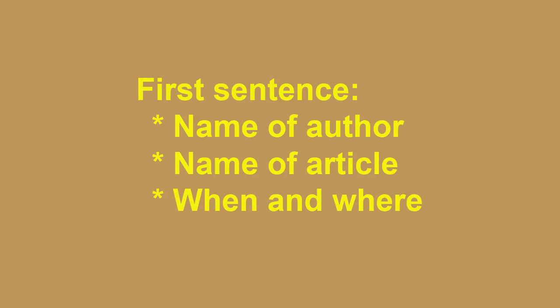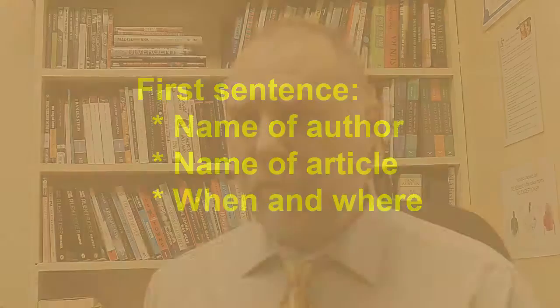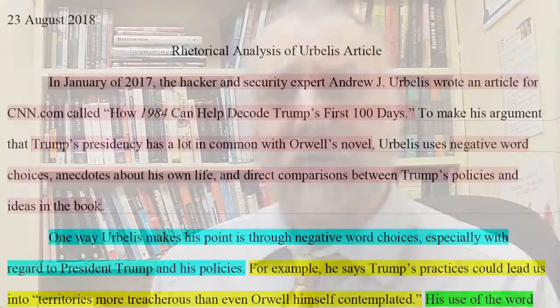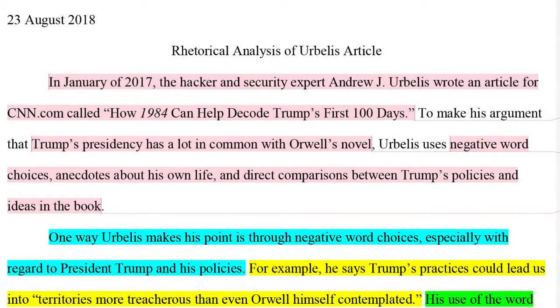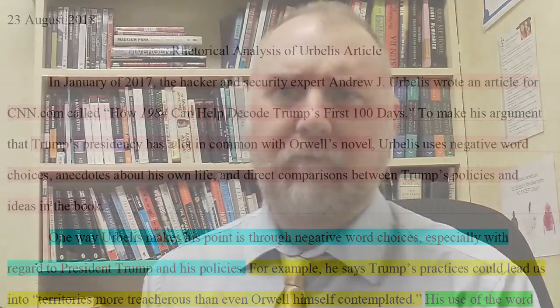So I want your introductions to have two sentences. Your first sentence basically tells me what you're writing about. That should include the author's name, the name of the article or story that you're writing about, where it was published, when it was published, and something significant about it. If you look at the sample paper that I uploaded, check out the first sentence, you'll see that it includes an author's name, the name of the article, when and where it was published, and something significant about it.